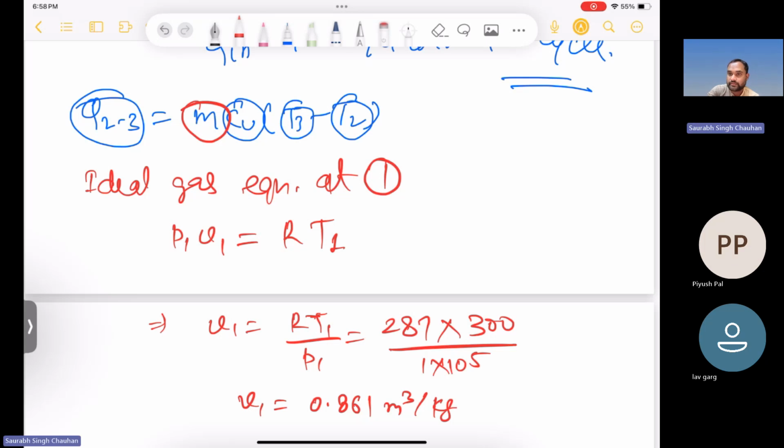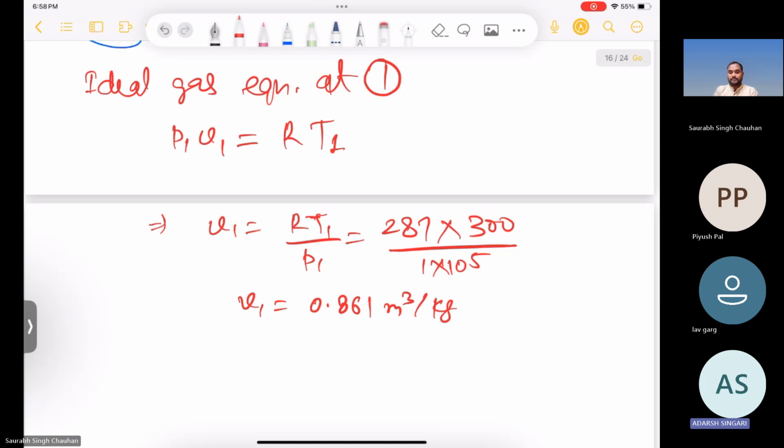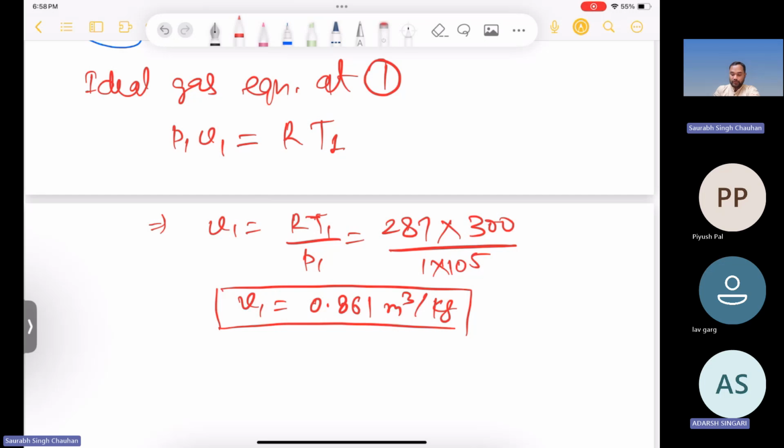Okay, so we have a specific volume. Specific volume is basically volume per kilogram, but we need kilograms. How many kilograms do we have? Mass will be equal to total volume divided by specific volume. So we have to find the total volume.